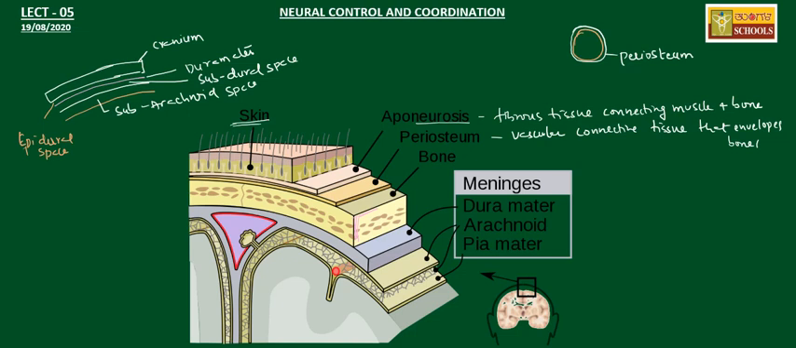Now in this case, the dura mater, which is the outer one, is a highly vascularized structure, and at the same time the pia mater is also a highly vascularized structure. Below that we find the brain. Now we shall talk about that brain in detail.